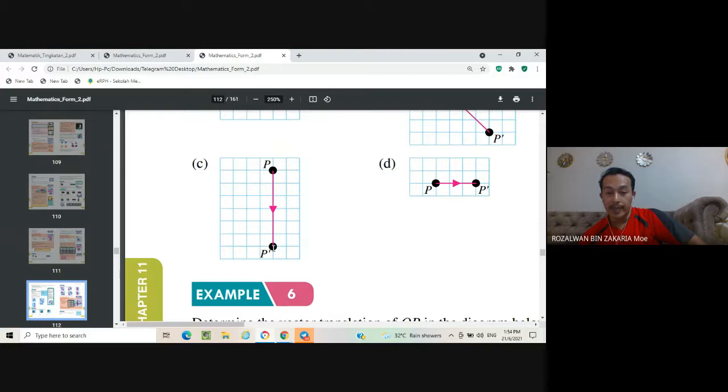You mark this point, you label P prime, then you join from the point P to this P prime. P is the object, this one the image. So you join these two points, then put the arrow here. Arrow means vector, the movement of the point P to the point P prime.